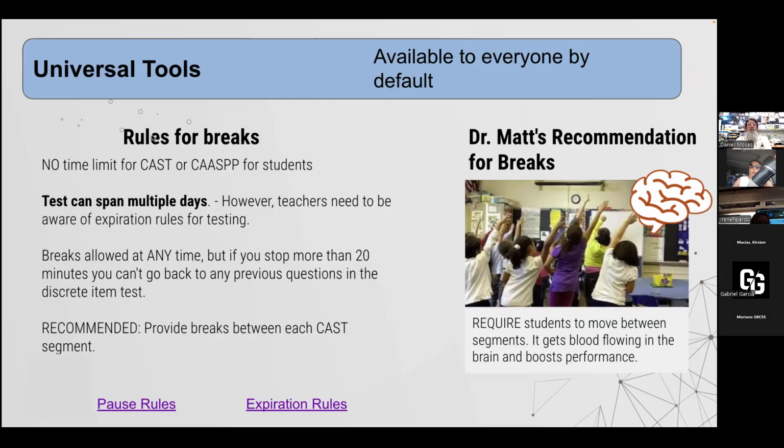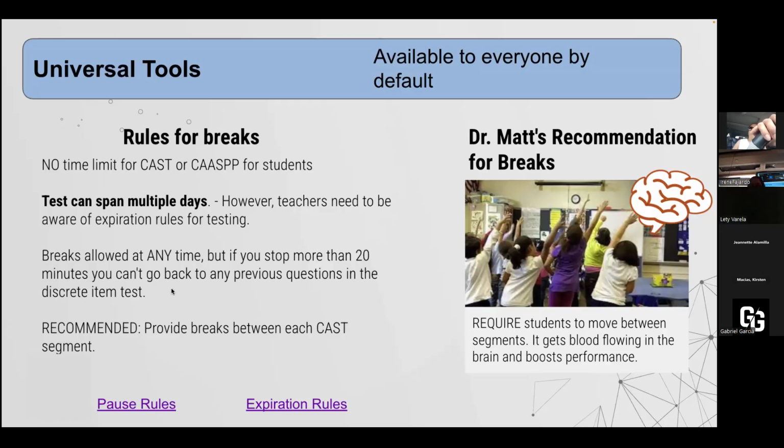So we talked about breaks. I said that they're there. So remember, there is no time limit for the CAST exam. Tests can actually span multiple days even. There are some things that we need to make sure we're trying to not spread it out too much, but breaks can be allowed at any time. But if you do have a student stopping for more than 20 minutes, they can't go back to any of the previous questions if they're in the discrete item test.